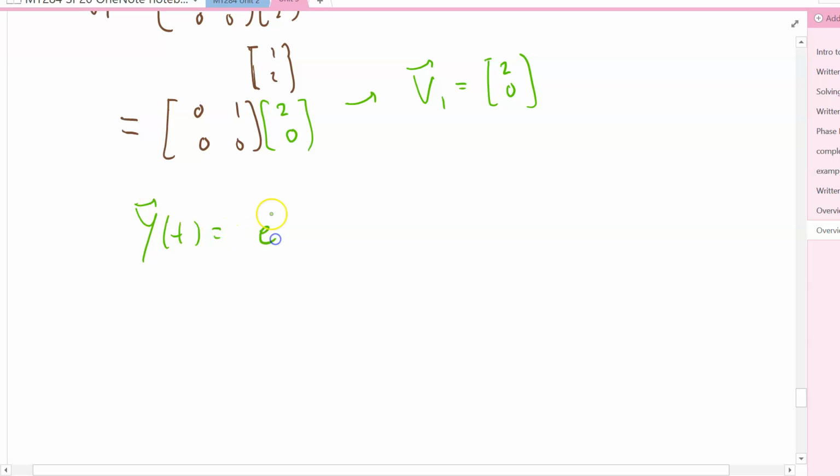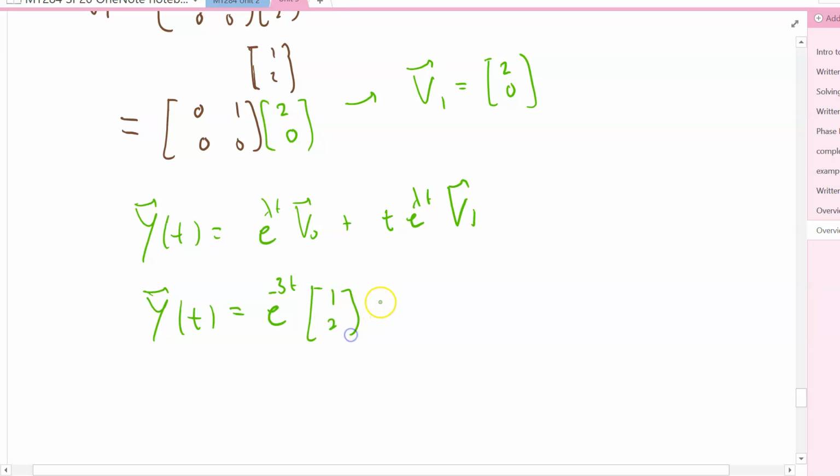It is e to the lambda t, right? I'll just write the whole formula out again. Times v0 plus t e to the lambda t times the vector v1. And we found all of these things. Again, we had to determine what the eigenvalue was. It was -3. The initial condition is what the vector v0 is, so it's going to be (1, 2).